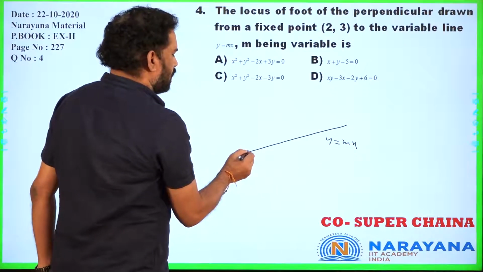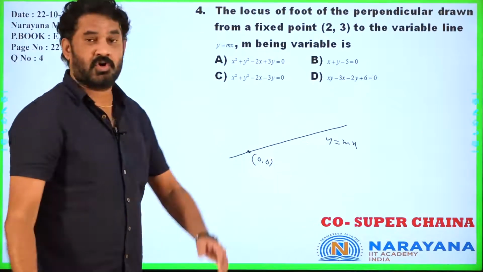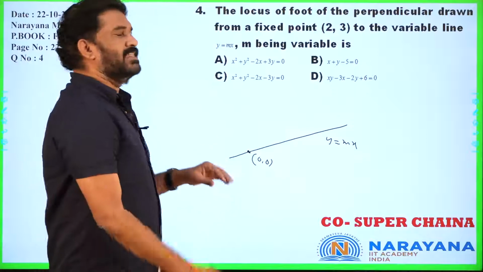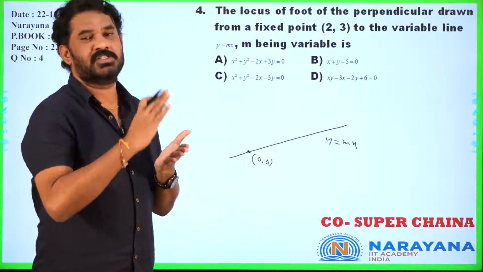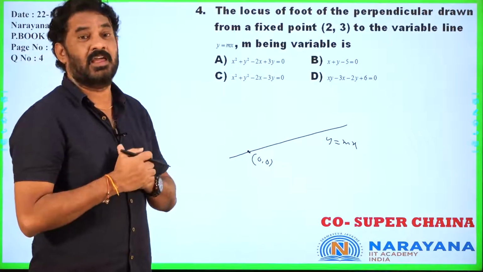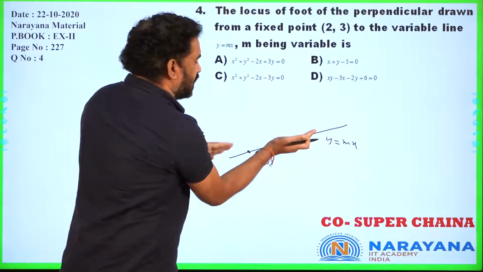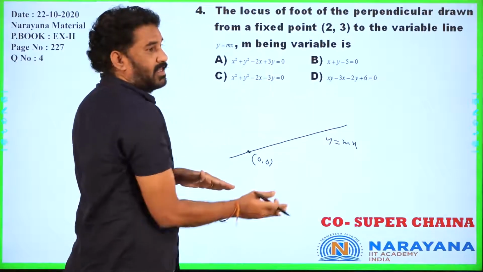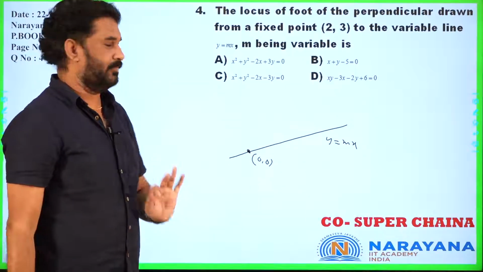Definitely the line passes through (0, 0) because y = mx has no constant in it. Everybody knows very well that y = mx means a line passing through the origin. This is not a single line. As m changes, we'll get so many lines, but every line has to pass through the origin.